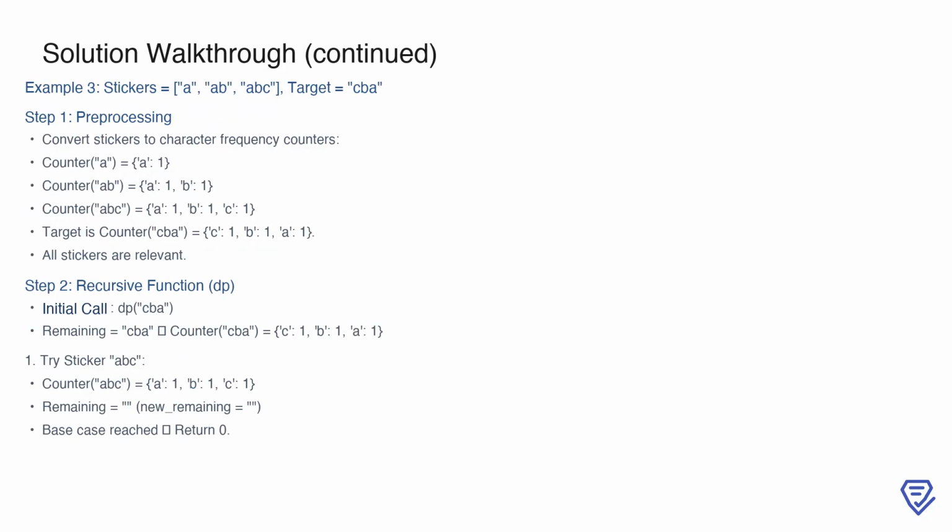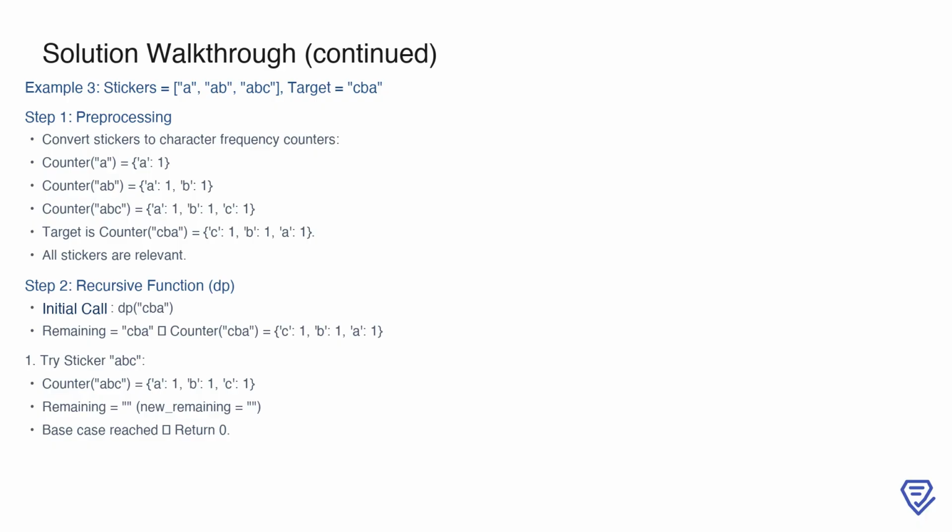In the third example, the stickers are A, AB, and ABC, and the target is CBA. After pre-processing, each sticker is converted into a frequency counter. The sticker A becomes A1, AB becomes A1, B1, and ABC becomes A1, B1, C1. The target CBA is also turned into a counter, which shows that we need 1C, 1B, and 1A. All the stickers are relevant since each contributes to the target.